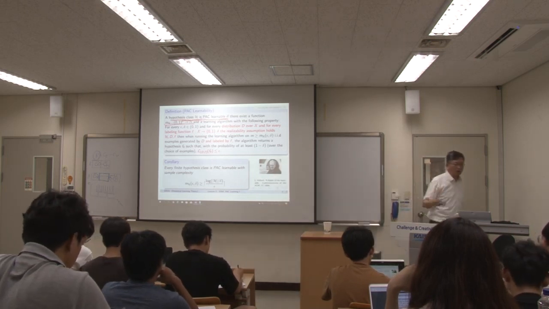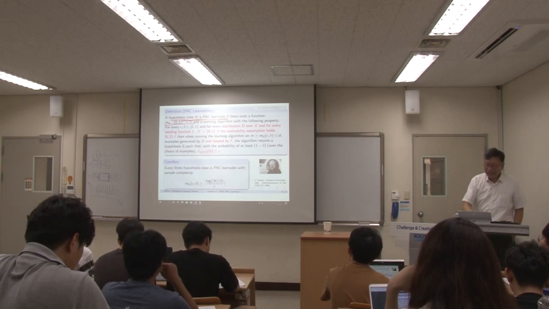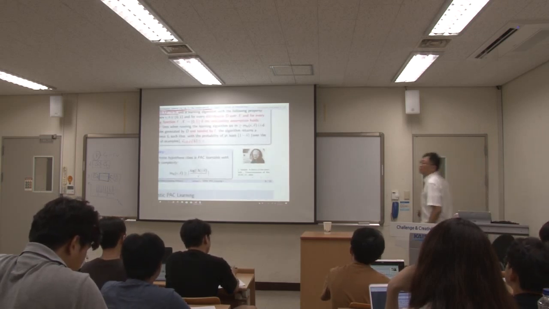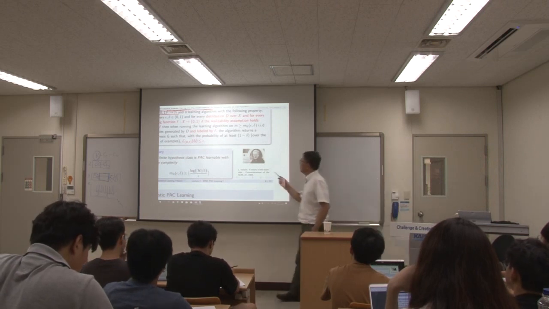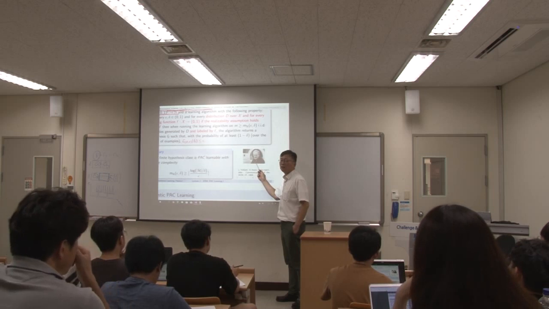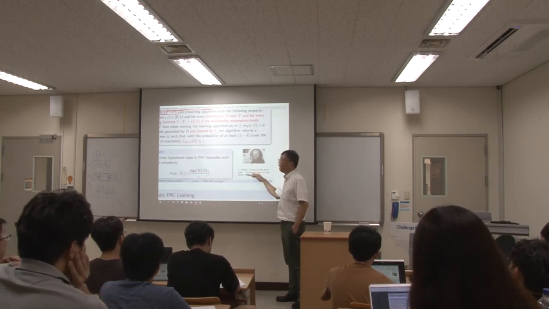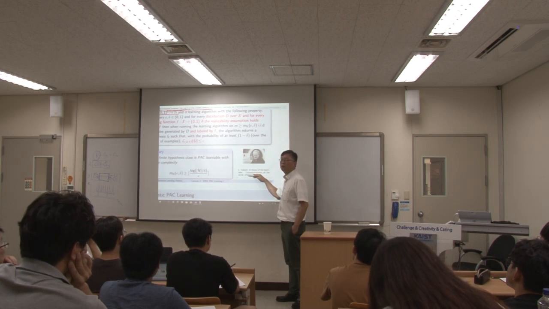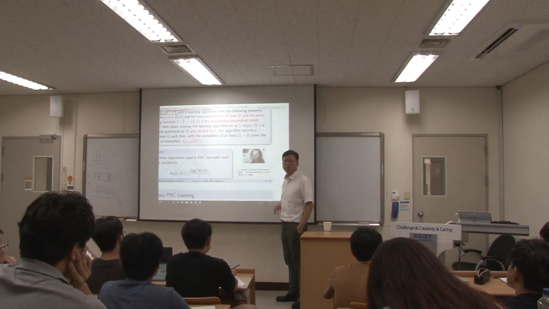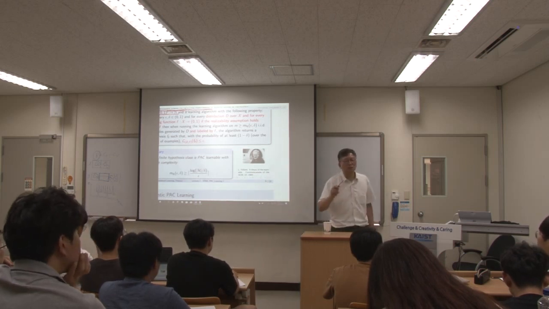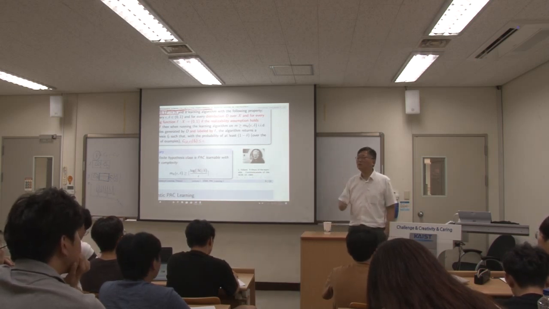It's going to be greater than 1 minus delta. Okay? And this is Professor Valiant, a Harvard professor, and because of this formulation, he won the Turing Award. What is the significance of this?